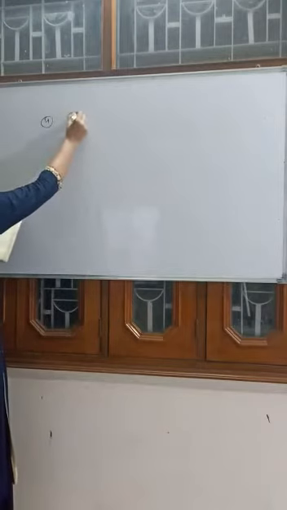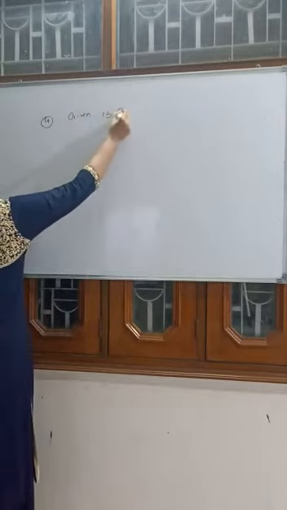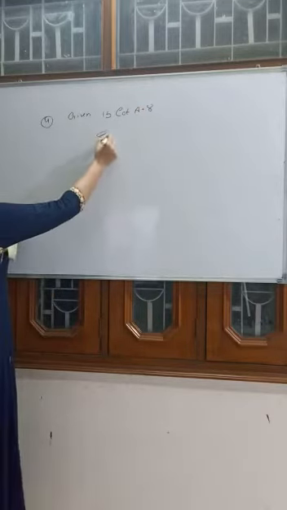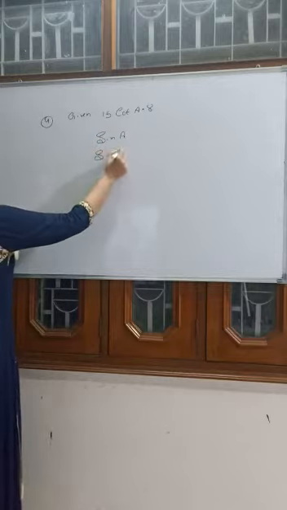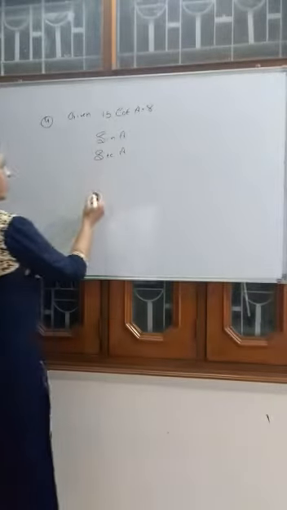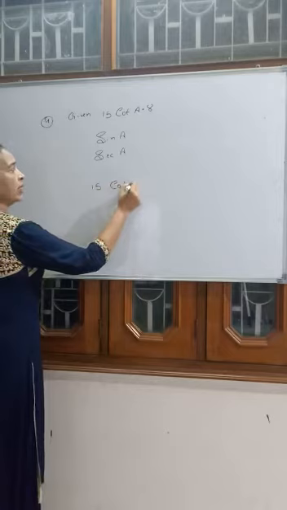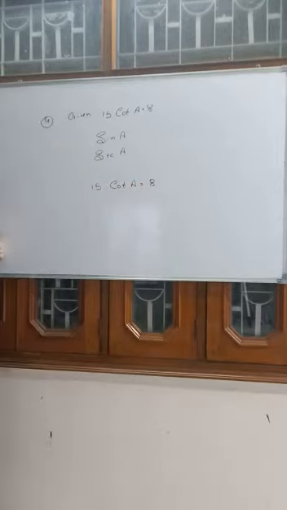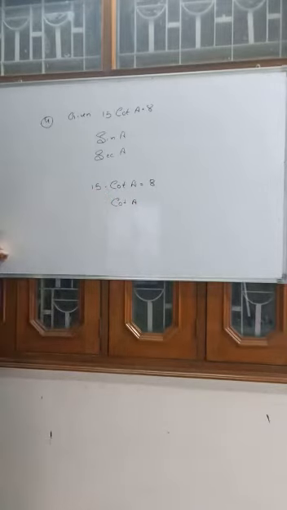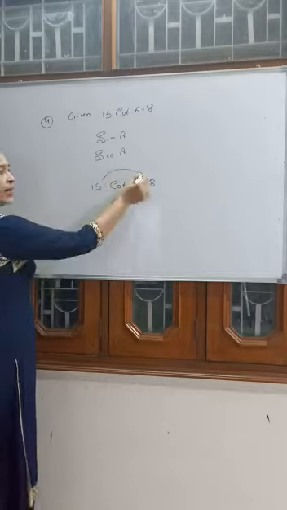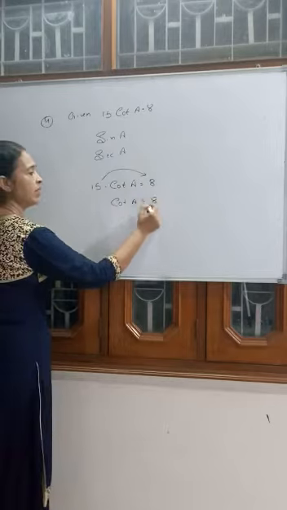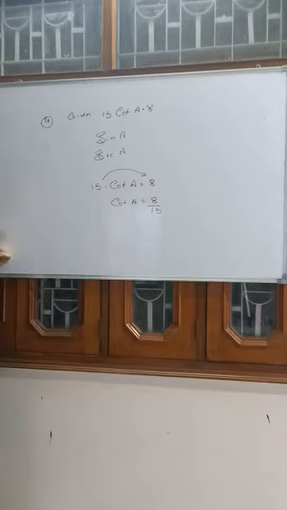Question number 4. It is given 15 cot A equals 8. Find the value of sin A and sec A. Clear? 15 cot A equals 8. We have to find the value of cot A. 15 cot A means 15 into cot A. We can find the value of cot A by taking 15 here. Here 15 is multiplied. On going right hand side it will divide. Cot A is 8 by 15.